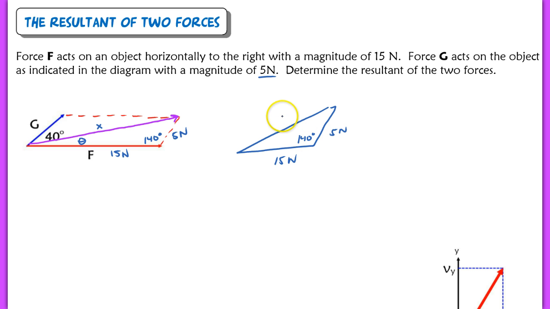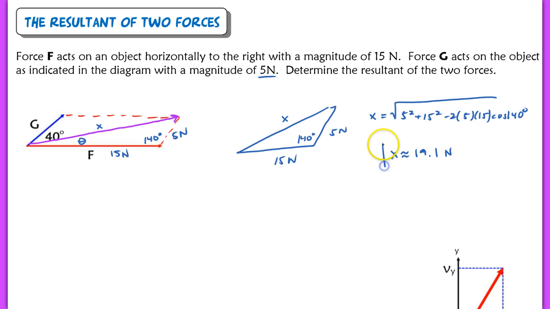to solve for this missing segment, I would use the law of cosines. So the length of x, the magnitude of this particular resultant, is going to be the square root of 5 squared plus 15 squared minus 2 times the product of 5 and 15 times the cosine of 140 degrees. Now, after using a calculator, I end up with x being approximately 19.1 newtons. So that is the magnitude of your resultant.